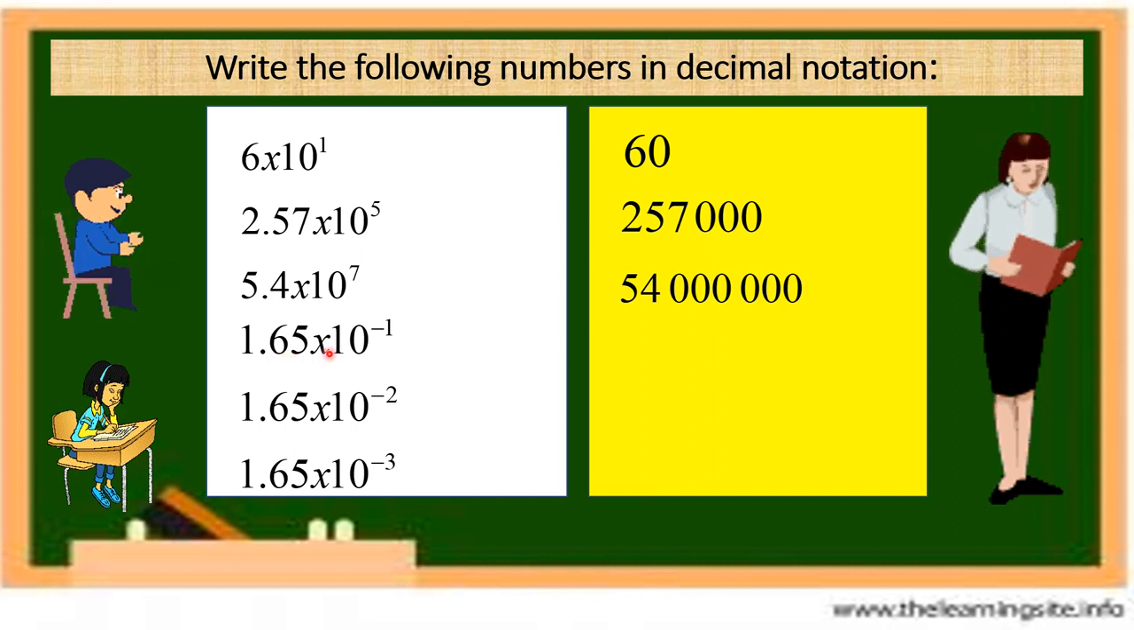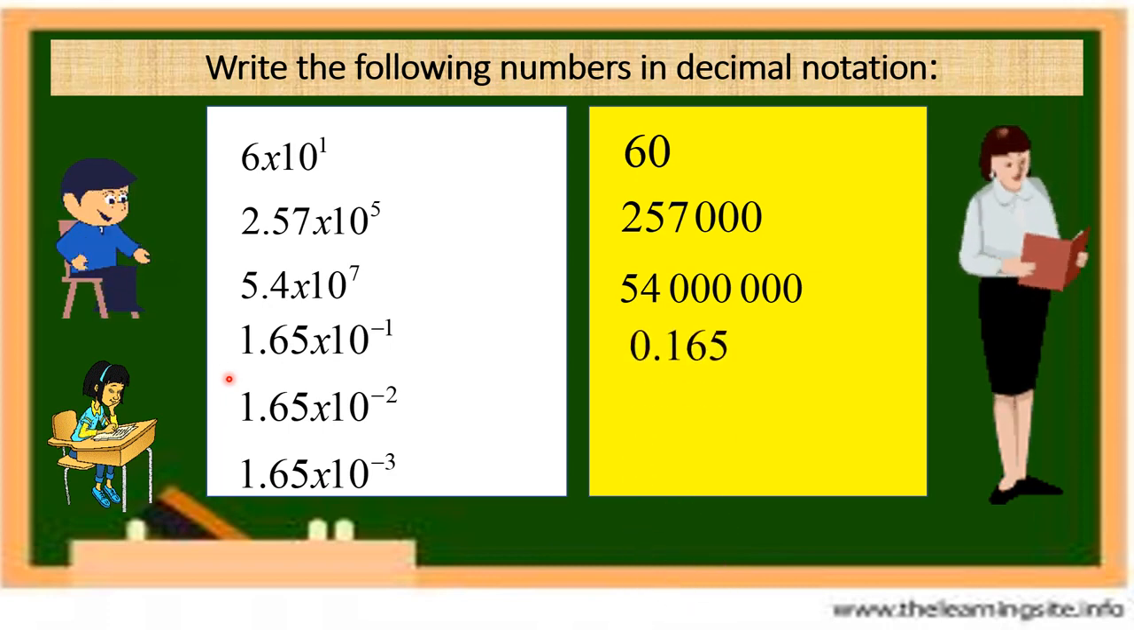Next, 1.65 times 10 raised to negative 1. Move the decimal point to the left. We have 165 tenths.